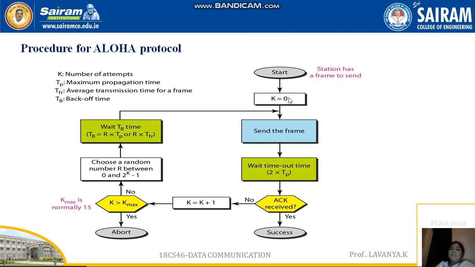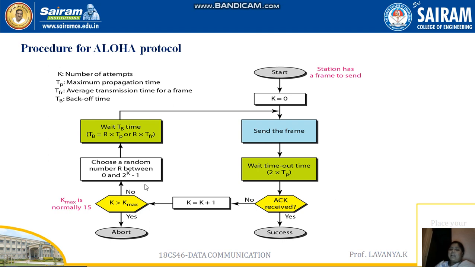Suppose here k is equal to 1. It means that the first time, I attempt the transaction. If it is not completed within the time, then during that time my transaction will fail. So again I go for the next procedure or next step.